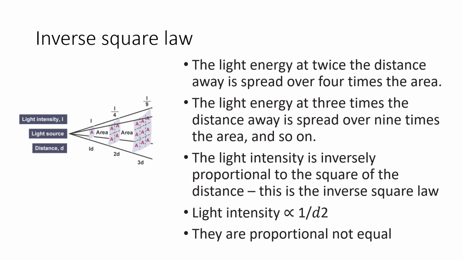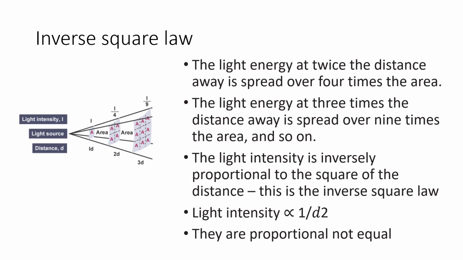The relationship is described as inverse square law. Now, what that means is that if we had a thing called square law, that would mean the light intensity is proportional to the distance squared. Inverse square law simply means that light intensity is proportional to 1 divided by the distance squared.